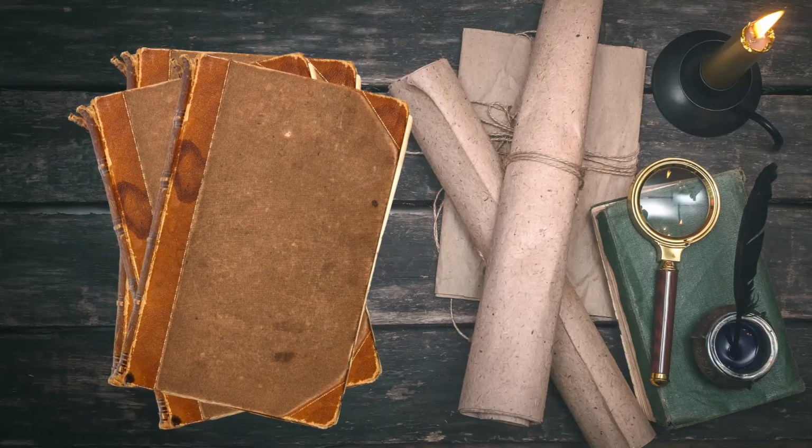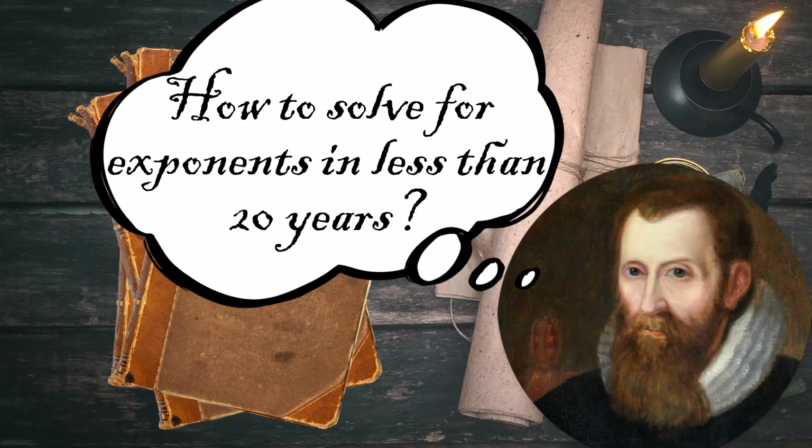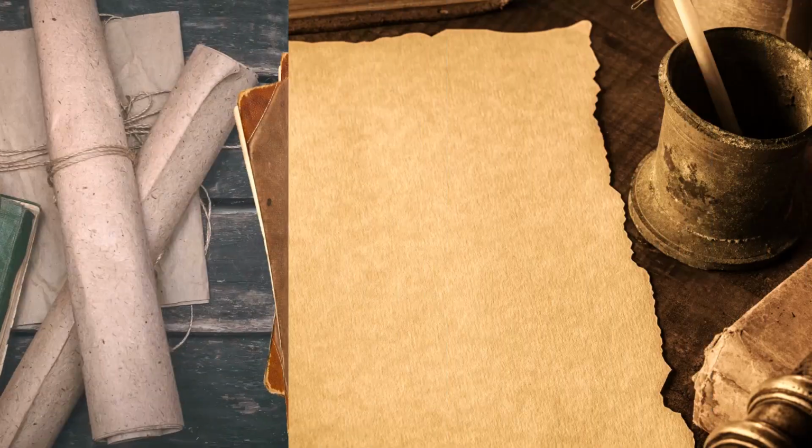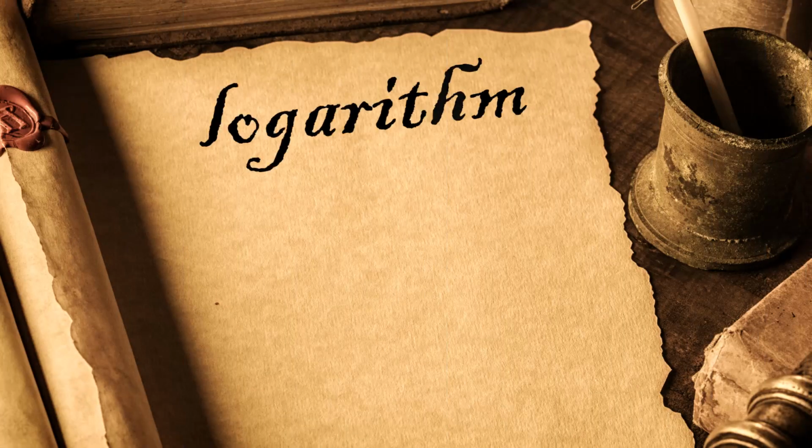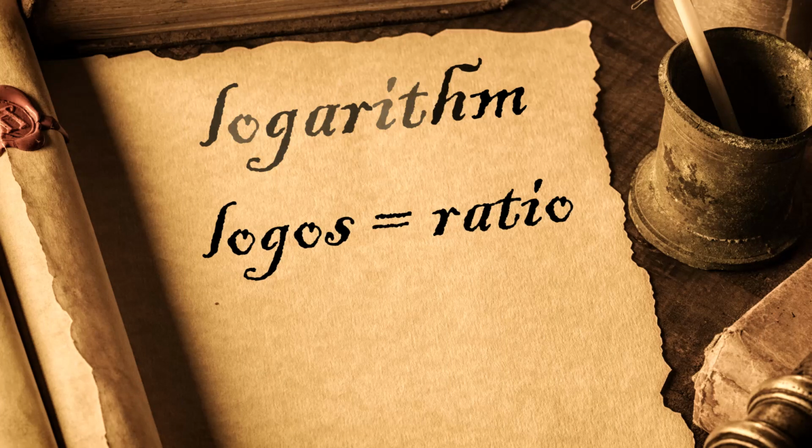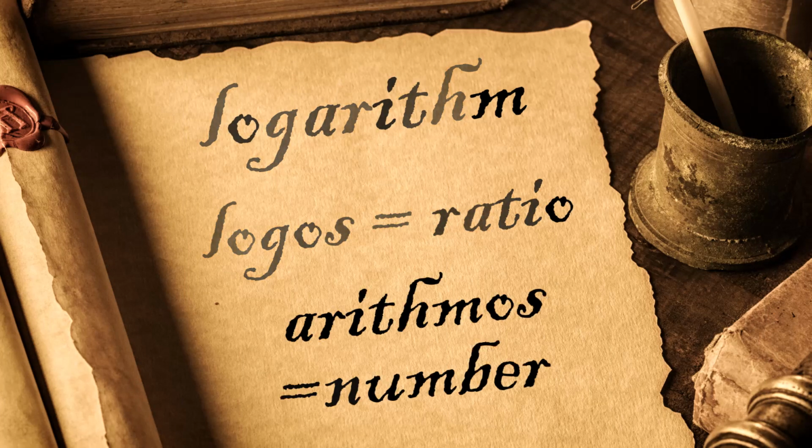Now, the point wasn't to just make the pages. The point was to look for patterns and trying to figure out shortcuts for being able to solve when the unknown is an exponent. Eventually, he figured out what the shortcut was, and he named his invention logarithm. The first part, logos, is Greek for proportion or ratio, and the last part, arithmos, is Greek for number.